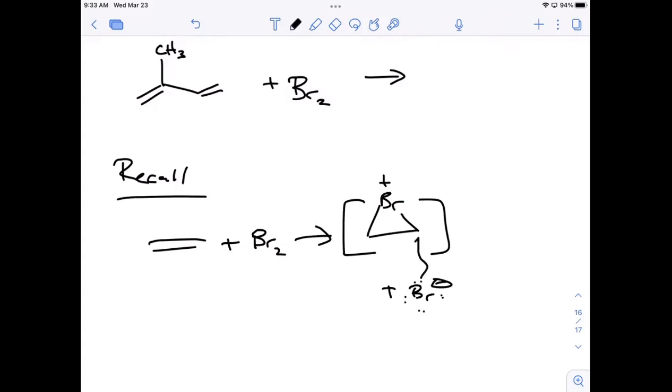And then this is going to attack here and pop that open. So the bromines are going to end up opposite to one another. That's a hallmark of this reaction. The bromines are anti to one another.